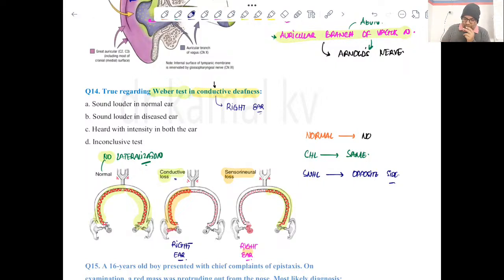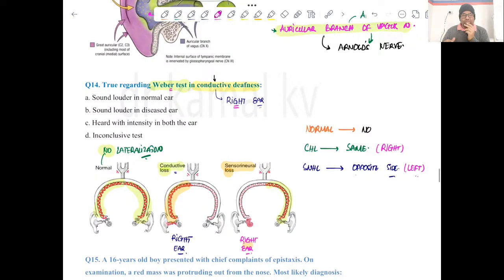Same side, opposite side means relative to the side where the problem is. So if we are taking the right ear, same side means it will go to the right ear. Opposite side means it will be felt better in the left ear. So is that concept clear? This is the Weber test, and we ask for lateralization, like in which ear you are hearing better. If the patient hears better in the diseased ear, it means in the diseased side there is conductive deafness. If the patient hears better in the non-diseased side, it means in the diseased ear there is sensorineural hearing loss.